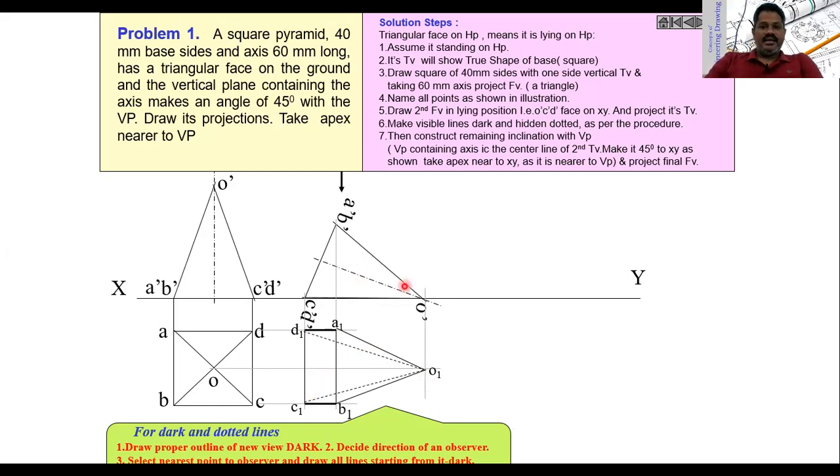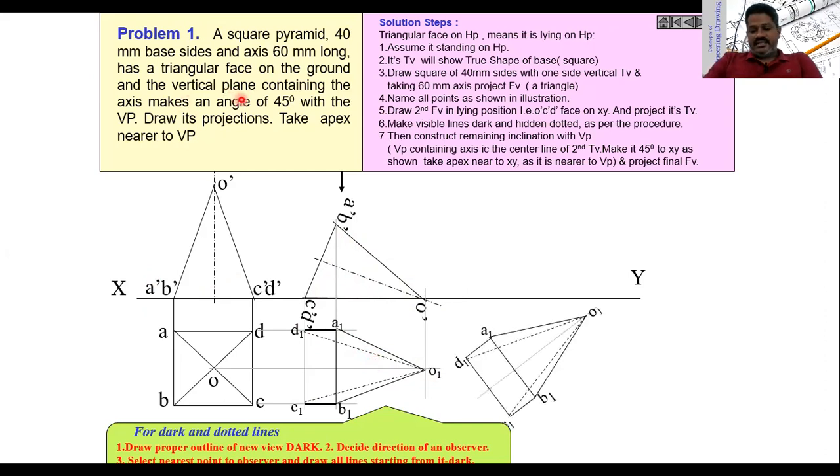Now, this is the condition. This is exactly the condition when the square pyramid is lying, with one of the triangular faces of the square pyramid lying on HP. In that case, this is the front view and this is the top view.